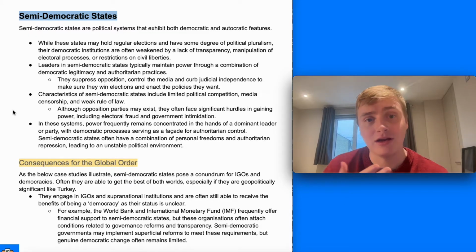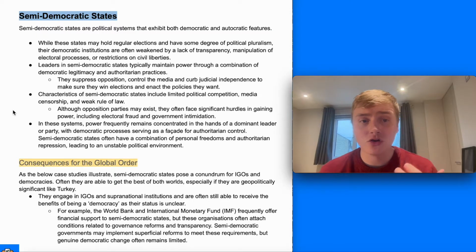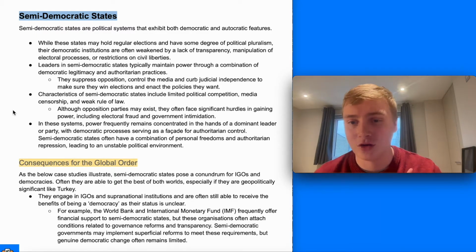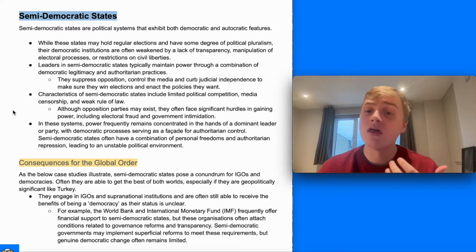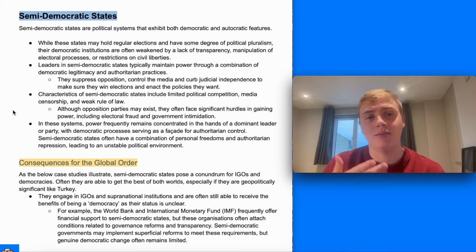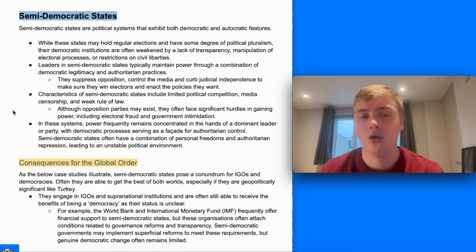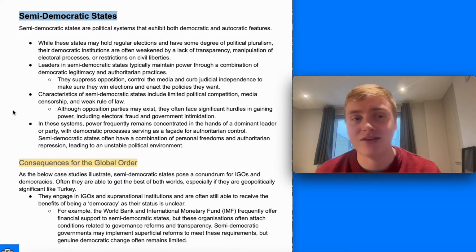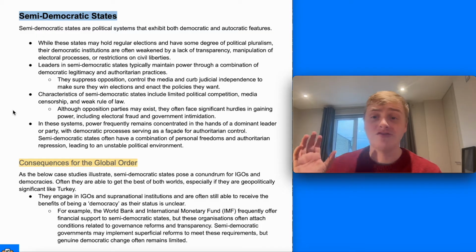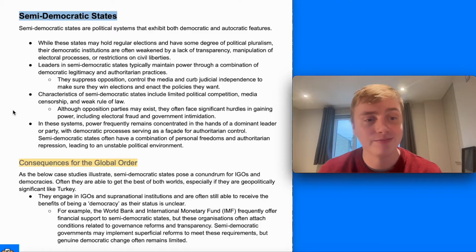So they may hold regular elections and have some degree of political pluralism with different parties, but the democratic institutions have often been weakened by a lack of transparency, manipulation of electoral processes by leaders so that they're more likely to win, and their leaders have also restricted civil liberties. They typically maintain power, leaders in semi-democratic states, through a combination of democratic legitimacy but also authoritarian practices where they really fix elections effectively. And they do so by suppressing opposition, controlling the media, and sometimes curbing judicial independence.